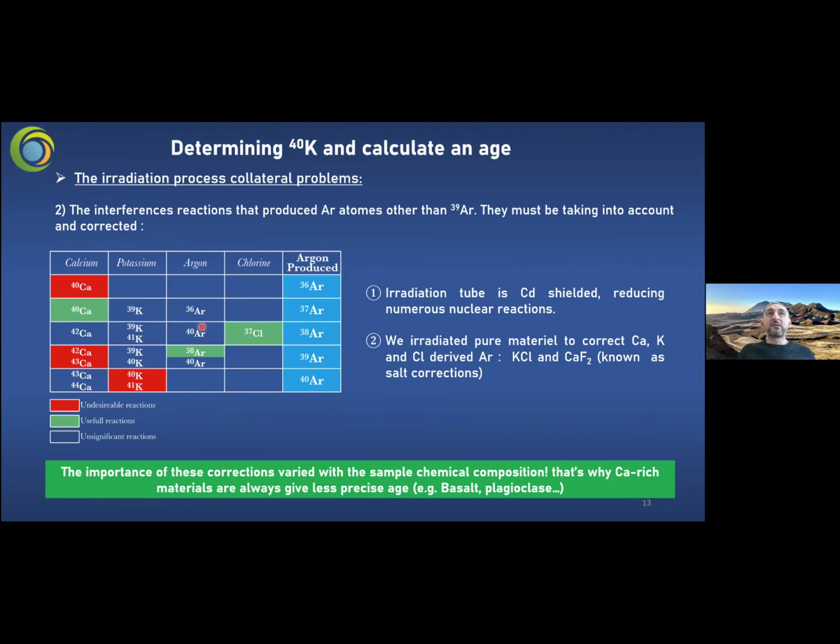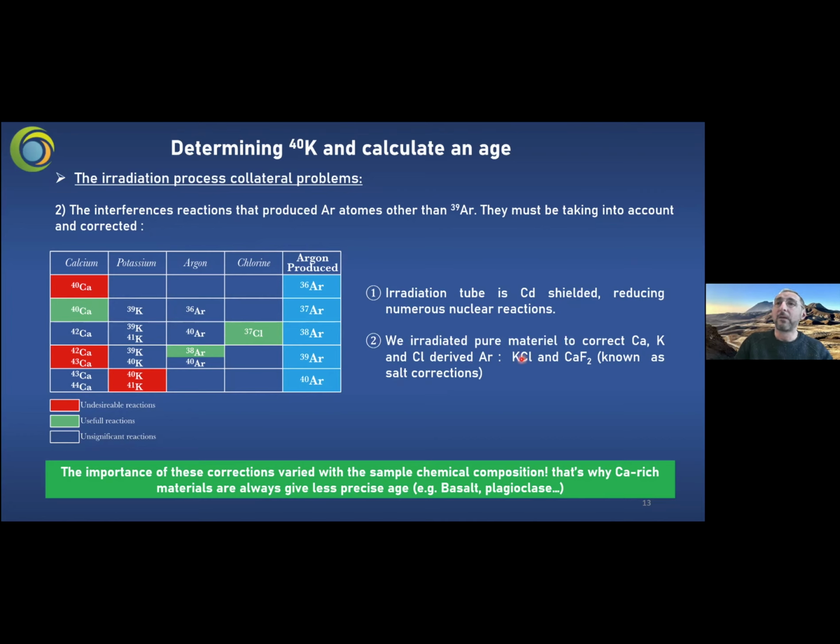During the irradiation, we also create other argon isotopes, and other products like calcium, for instance. Some reactions are positive for us because they allow us to get information about the potassium-calcium ratio in our samples, and some of them are problematic. So we have to correct them. For that, we irradiate our samples in cadmium shielding tubes that reduce some of these reactions. And we also irradiate pure material rich in chlorine, potassium and calcium. These are the so-called salt corrections.